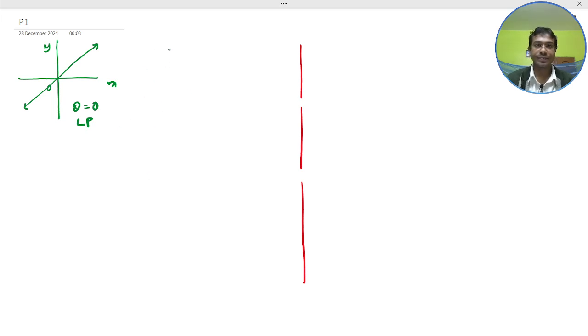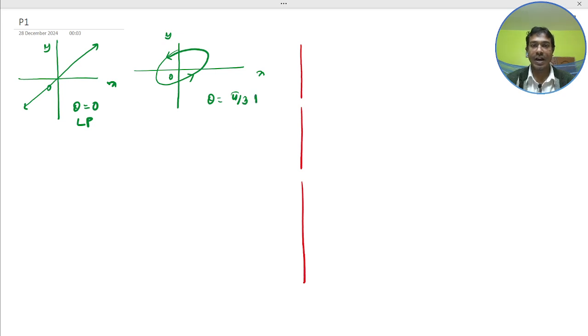And another one is this type. So here theta is pi by 3, that is REP, that means right-handed elliptical polarized.